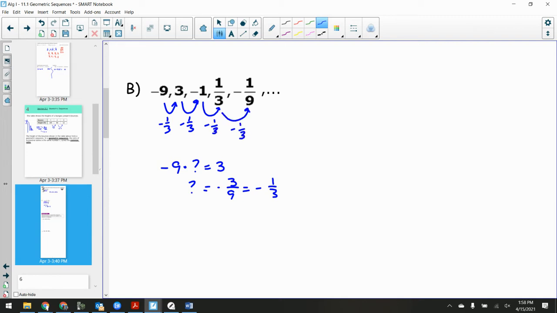So let's keep that going. The next term should be positive. 1/9 times 1/3 is positive 1/27. I just multiply the bottoms together. 3 times 9 is 27. I multiply this by negative 1/3 again. Multiply the bottom by 3. That's 1/81. And since my R value is negative, I have to flip the sign. And then it flips back to be 1 over 243, positive.